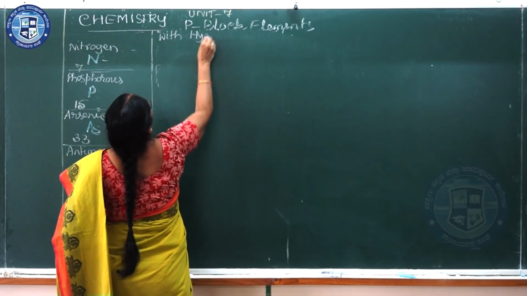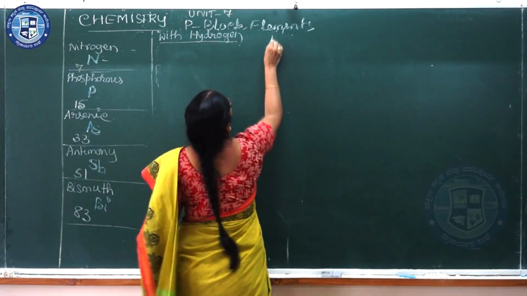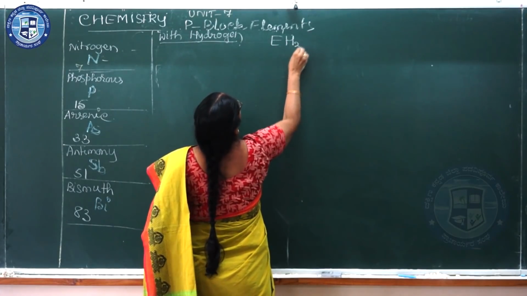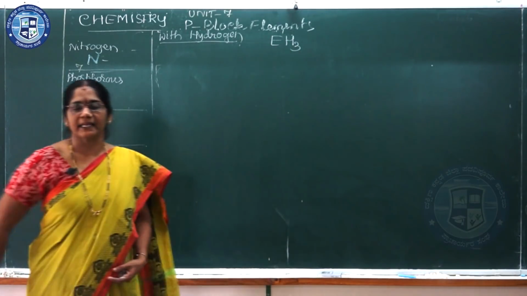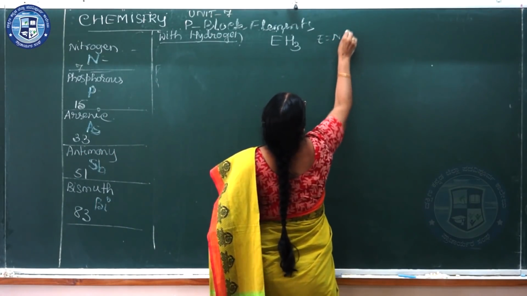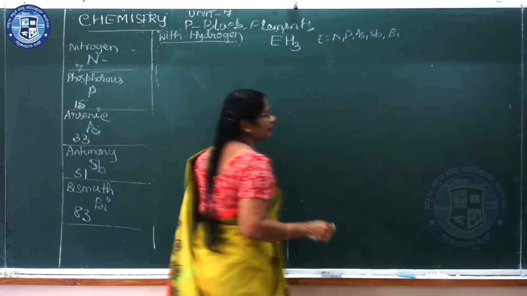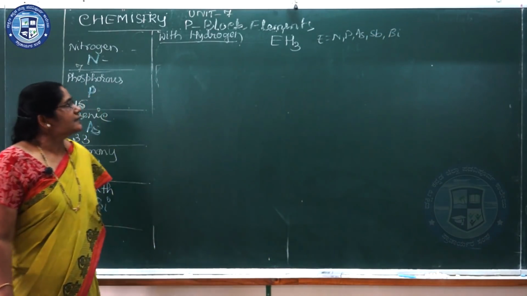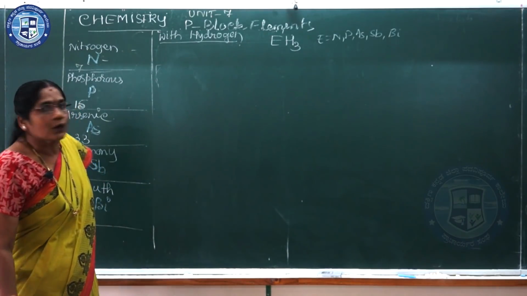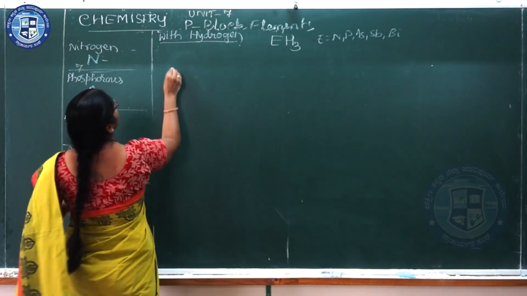Reactivity with hydrogen. These elements form a covalent compound of the general formula EH3, where E can be nitrogen, phosphorus, arsenic, antimony or bismuth. So these elements form covalent hydrides of the formula EH3. Now we will see their properties.